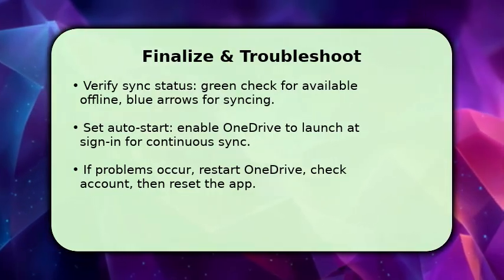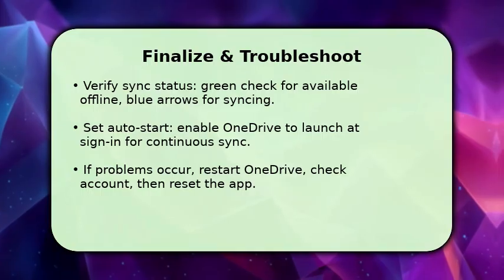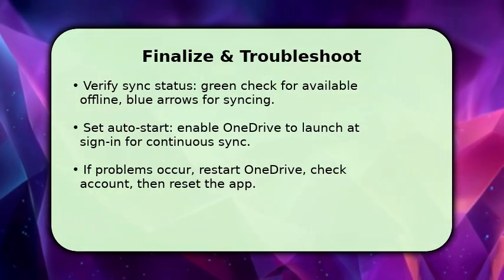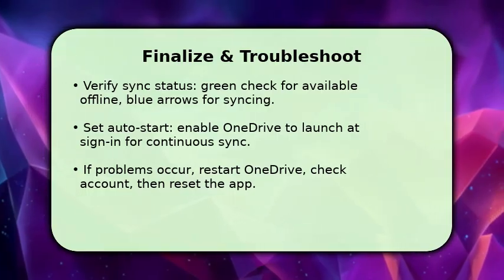Look at the OneDrive icon. A green check means files are available offline. Blue rotating arrows indicate active sync. Enable Start with Windows if you want continuous background syncing.